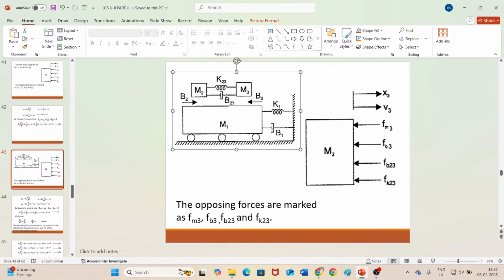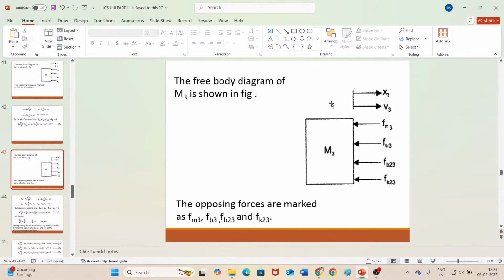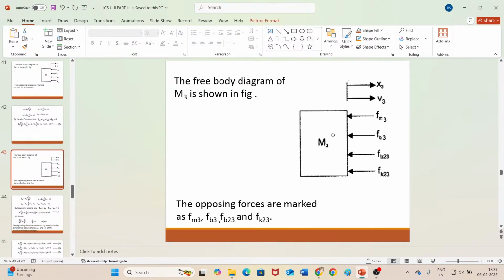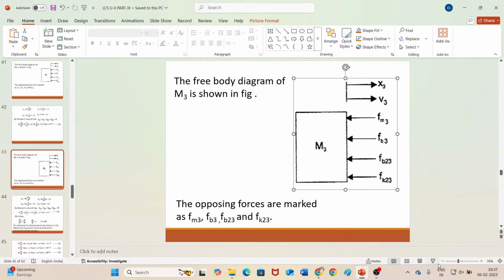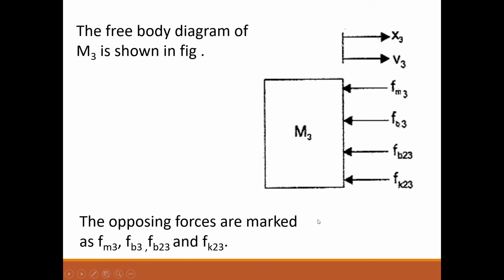I'll remove this image. I just copied it in order to compare it with the main mechanical system, because to draw the free body diagram you have to draw it from the main mechanical system. Therefore, I just copied it. So there are four, yeah, someone has mentioned four. Yes, there are four opposing forces.